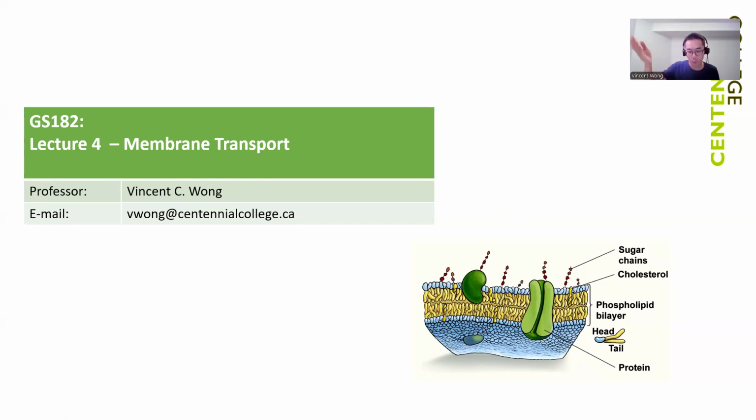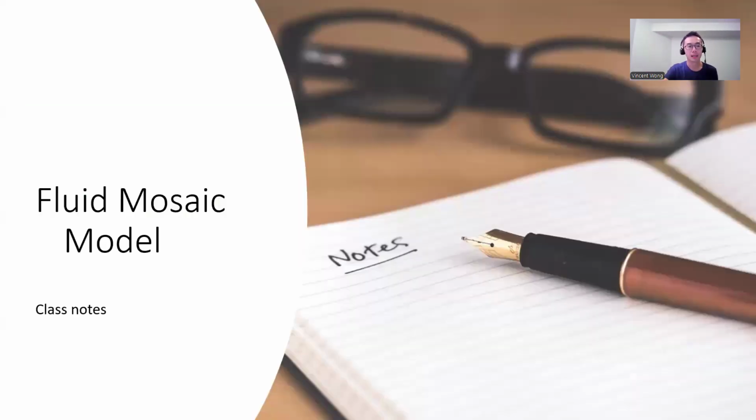Then quiz 2 is going to be coming up soon as well, and then there's going to be test 1. Test 1 is going to be lecture 1 to 5. So we have 3 lectures down, 2 more to go for test 1, for the first half of the course. All right, so we did the fluid mosaic model.